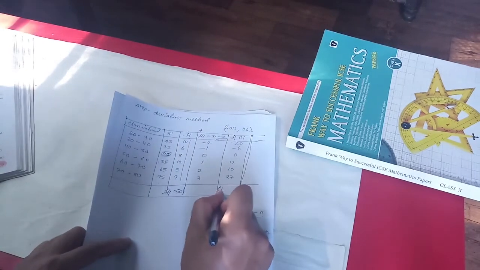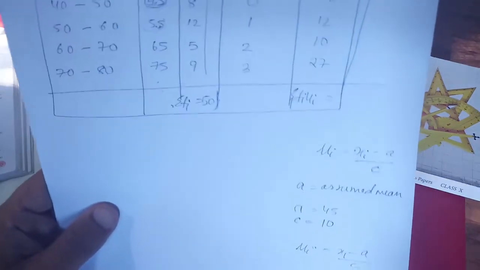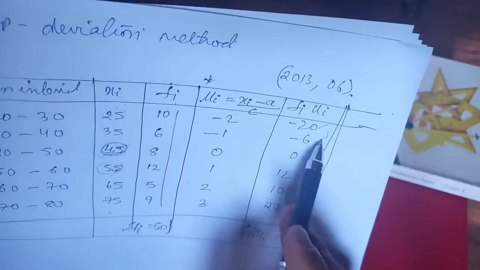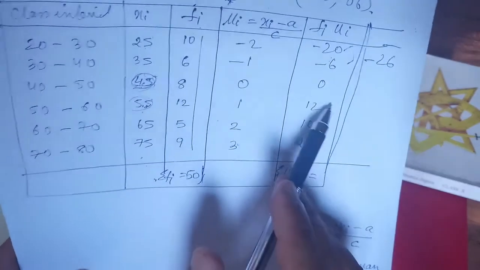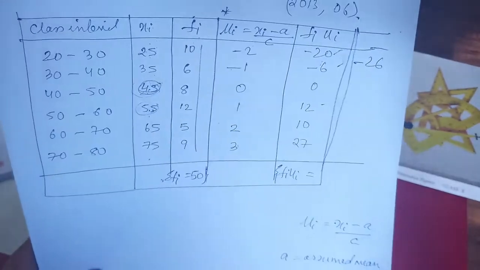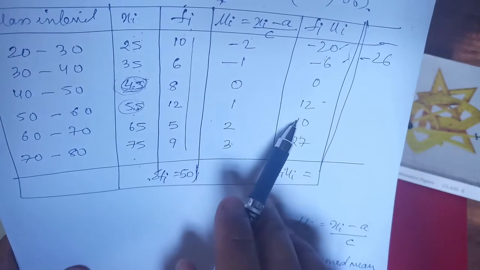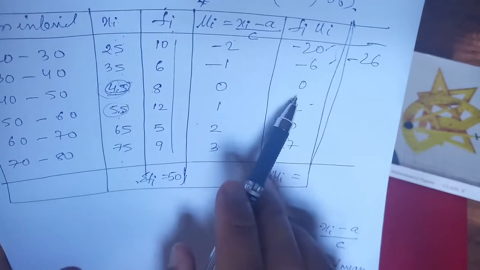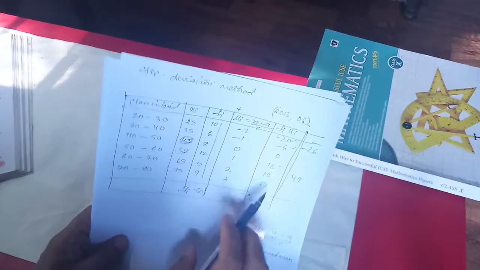Now you add summation fi ui. This has to be added in two parts because these two are negative. So minus minus you add, it is minus 26. Yes or no? Then you add this section, all are plus. How much is this? 27 plus 10, it is 37, plus 12 is 49. Yes or no? Yes, 49.